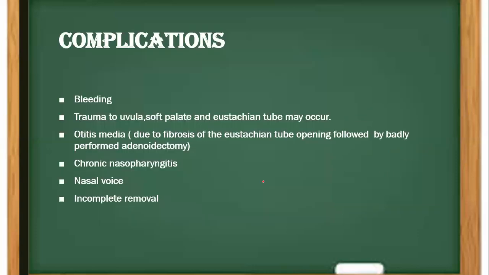The complications of adenoidectomy include bleeding. That's first and foremost complications of adenoidectomy. Then trauma to the uvula, soft palate and eustachian tube. കാരണം adjacent structures with infections അല്ലെങ്കിൽ injuries ഉണ്ടാകും. While trying to perform this procedure, sometimes it can cause injury to the nearby structures. Otitis media. Due to the fibrosis of the eustachian tube opening followed by badly performed adenoidectomy.